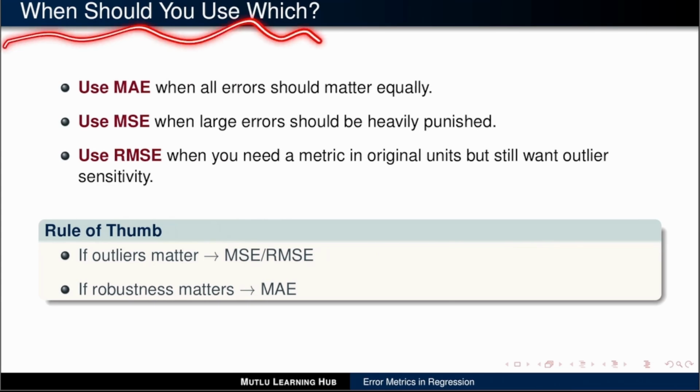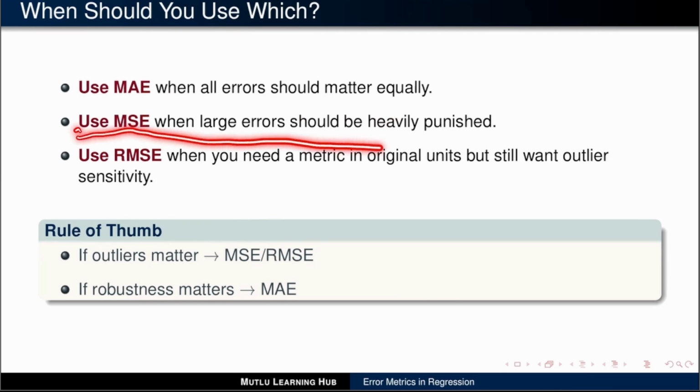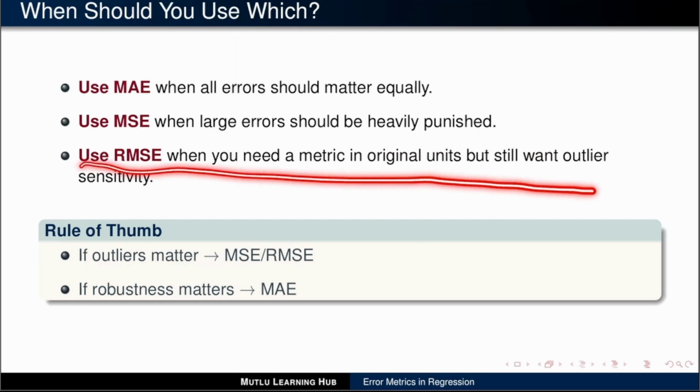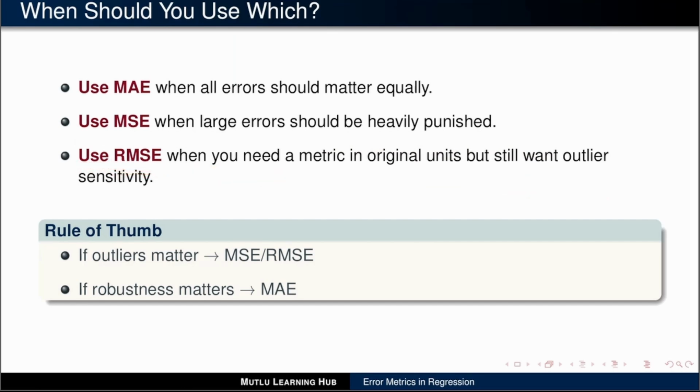When should you use which? Use mean absolute error when you want a simple, robust metric. Use mean squared error when big errors are unacceptable. Use root mean squared error when you want interpretability plus outlier sensitivity. So if outliers matter, use mean squared error or root mean squared error. If robustness matters, use mean absolute error.